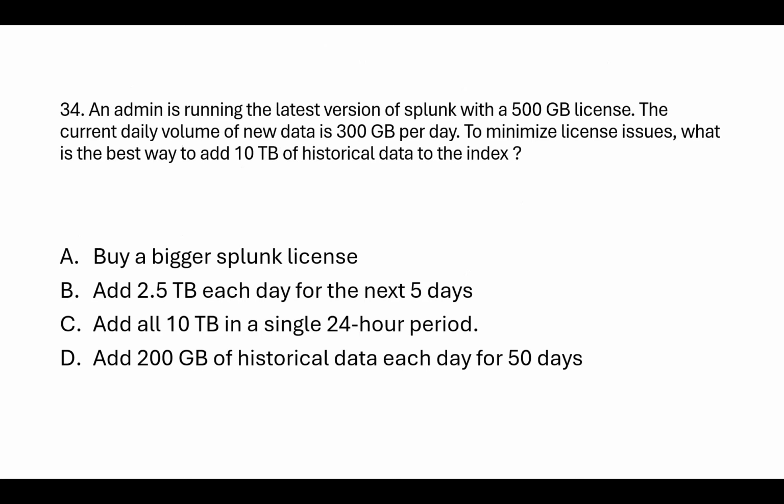Question number 34, an admin is running the latest version of Splunk with a 500 GB license. The current daily volume of new data is 300 GB per day. To minimize the license issue, what is the best way to add 10 TB of historical data to the index? Option A, buy a bigger Splunk license. Option B, add 2.5 TB each day for the next 5 days. C, add all 10 TB in a single 24-hour period. D, add 200 GB of historical data each day for 50 days. And the answer is option C, add all 10 TB in a single 24-hour period.